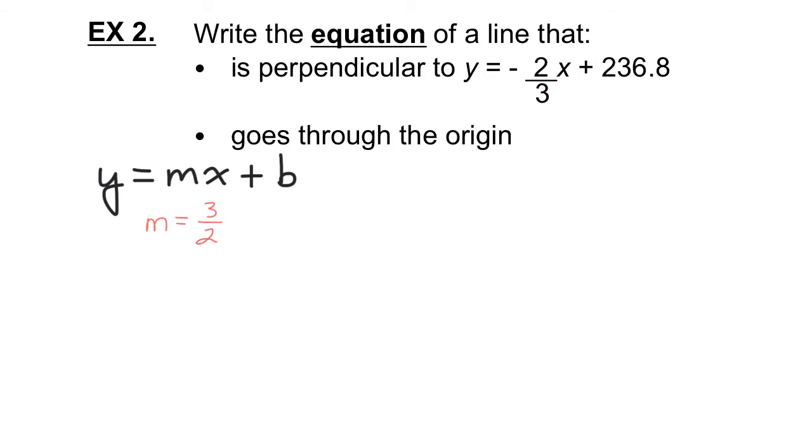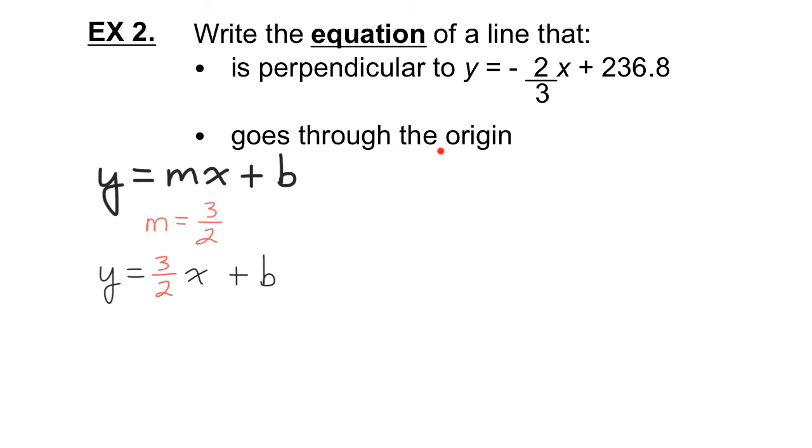So our slope is 3 over 2. So I know my equation is y equals 3 over 2x plus b. So I need to figure out b. I need to sub in values for x and y in order to solve for b, just like in the previous example. So what are some coordinates that I can sub in?